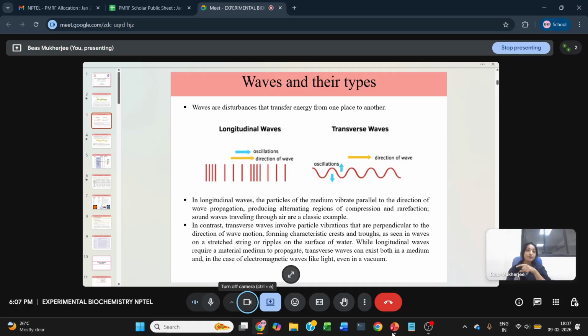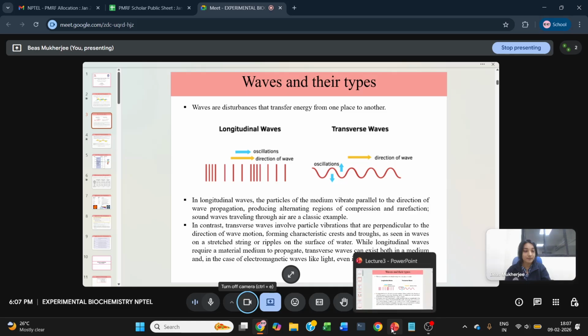And when we throw a stone in a pond, we see ripples on the surface of water. All of these represent transverse waves. While longitudinal waves require a material medium to propagate, transverse waves can exist both in a medium and, in the case of electromagnetic waves like light, even in vacuum.